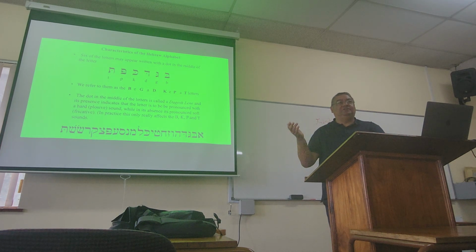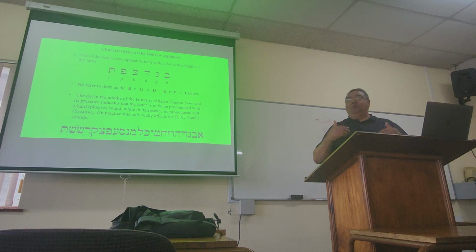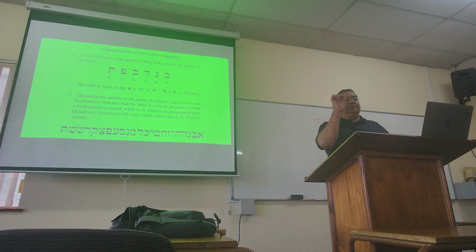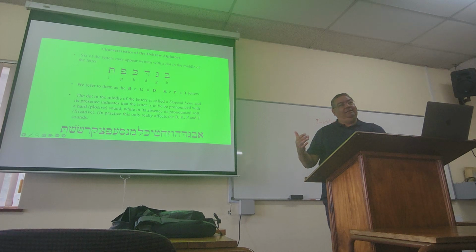Right? So when I use the term Begad kapat letters, we mean the 6 letters of the Hebrew alphabet that can be written with a dot or without the dot. Now we need to define what that dot is. That dot has actually got a name. And as you can see on the slide, that dot in the middle of the letter is called Dagesh Lini.